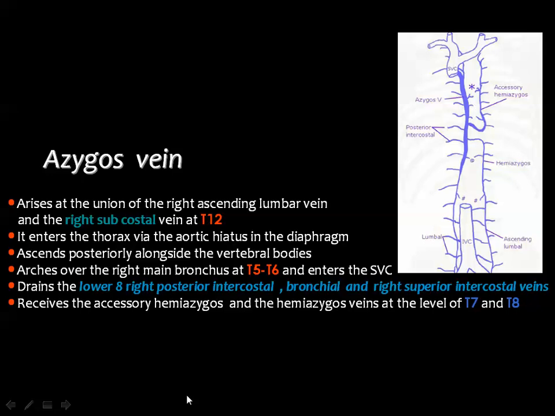The hemiazygos and the accessory hemiazygos vein drain some of the upper limb area, as I will mention later on. Then this is the azygos vein, which results from the union of the right lumbar vein and the right subcostal vein at the level of D12. Then it enters the thorax through the diaphragmatic hiatus and joins the superior vena cava approximately at the level of the dorsal vertebra number 5. This vein drains the lower 8 right posterior intercostal, some of the bronchial and the right superior intercostal veins.